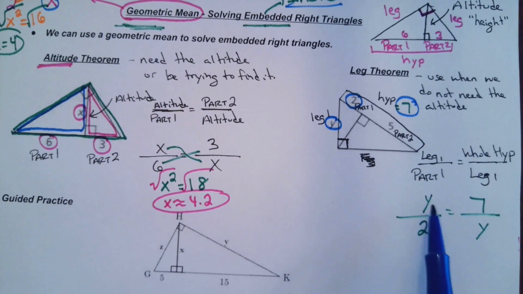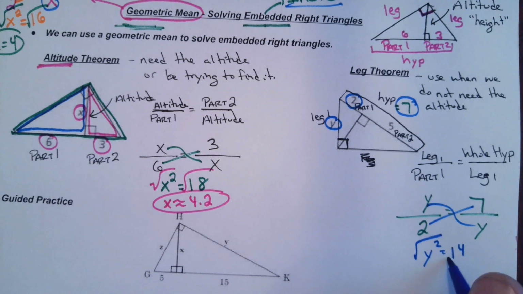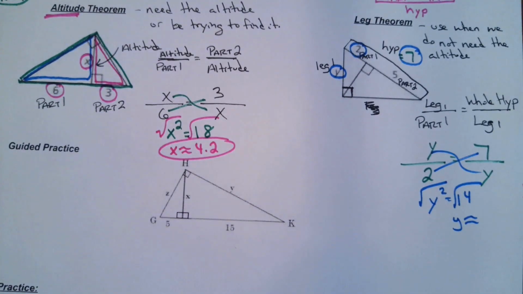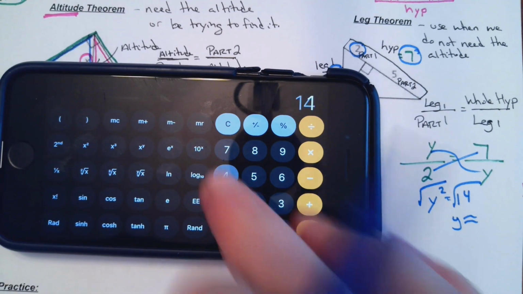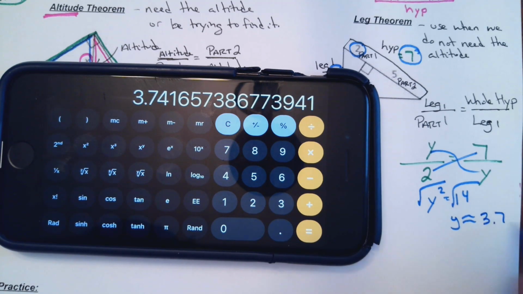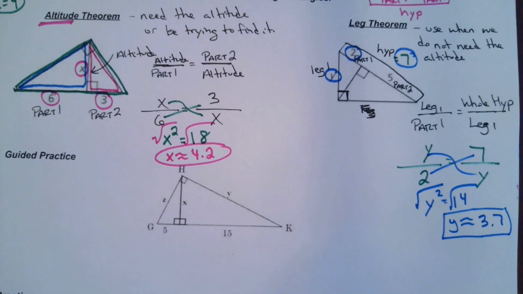Okay, so there we go. We're set up. There's our geometric mean, y and y, cross multiply. Y squared is equal to 2 times 7 is 14. We know we have to do the square root, so y is about, I'll type in 14, square root of that, 3.7. Okay. All right, so there's your two theorems.